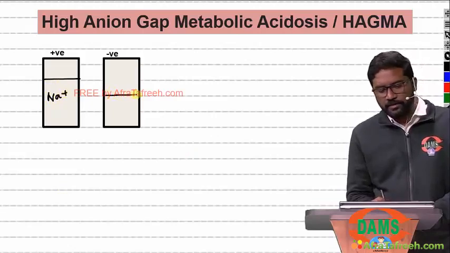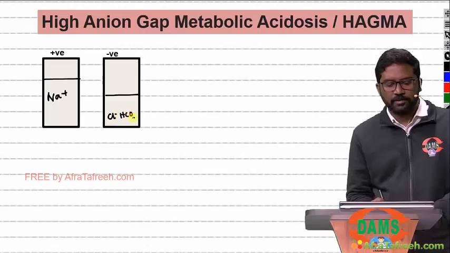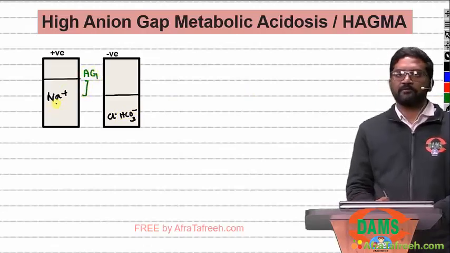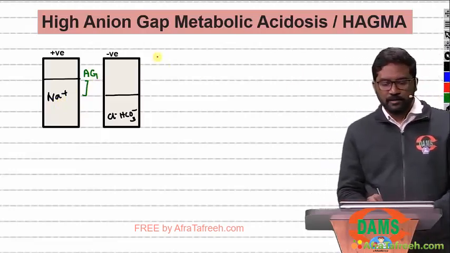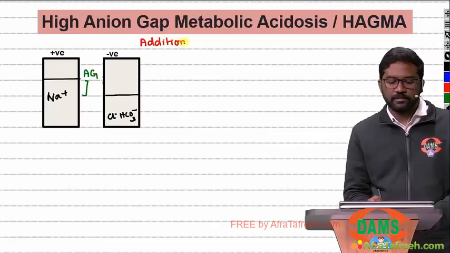Negative compartment predominantly made up of chloride and bicarbonate. In between these two, there is a significant gap. It is the anion gap. Now for development of high anion gap metabolic acidosis, the primary event is addition of acid to the body. Because of some disorder, excess acid is added to the body.